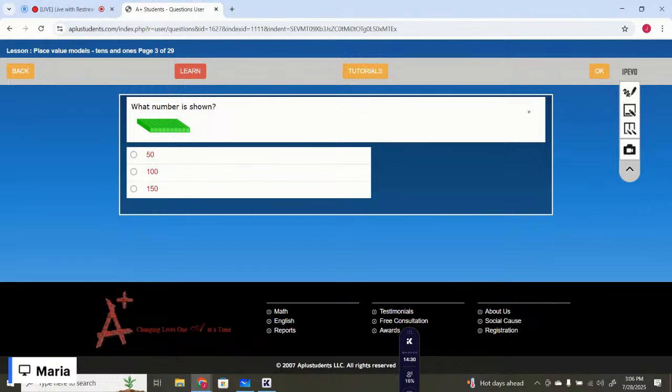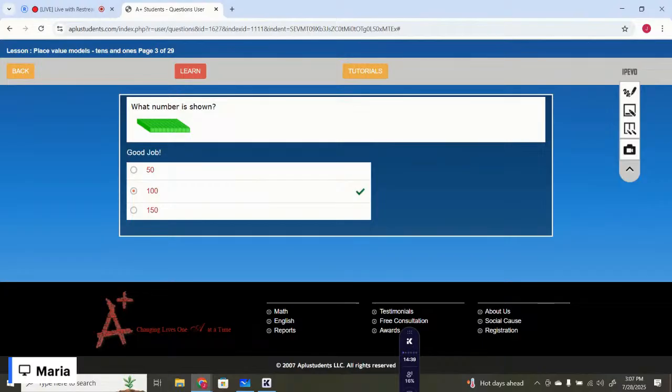What number is shown? You have 10 rows and 10 columns, right? So that represents 100. Option number 2 is the correct option.